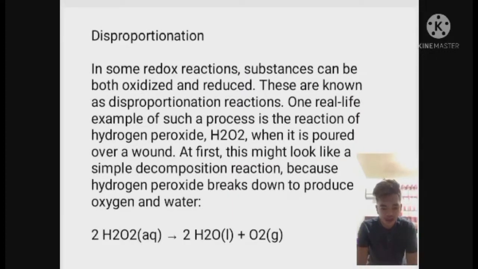Disproportionation. In some redox reactions, substances can be both oxidized and reduced. These are known as disproportionation reactions. One real-life example of such a process is the reaction of hydrogen peroxide, H2O2, when it is poured over a wound. At first, this might look like a simple decomposition reaction, because hydrogen peroxide breaks down to produce oxygen and water.